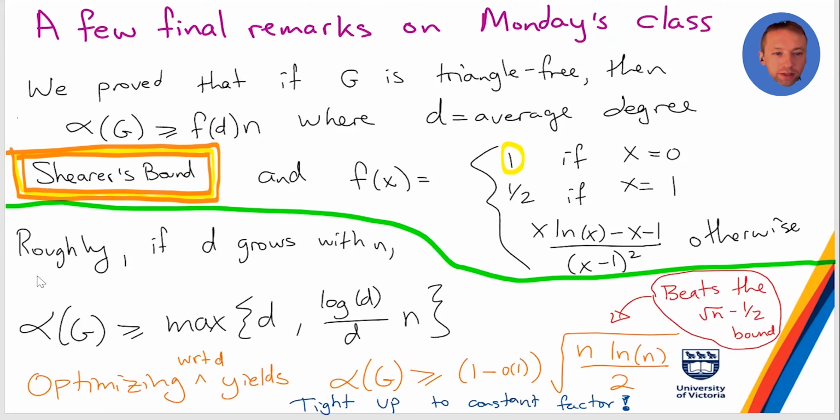And so if d grows as a function of n, or if d is large, basically if you take f of d, it's like d log d, minus d minus 1, whatever, but that's smaller than d log d divided by d squared. So f of d is asymptotically like log d over d, right? Because the d's cancel here.